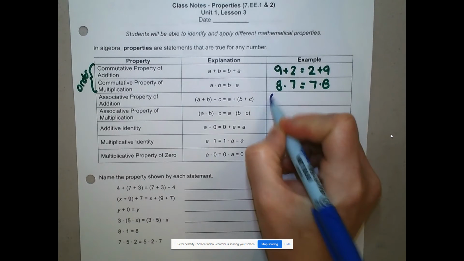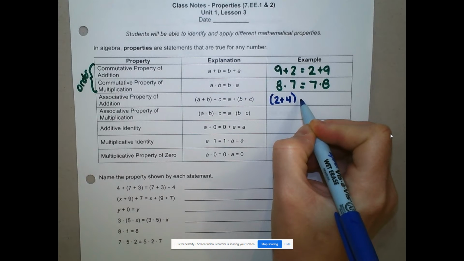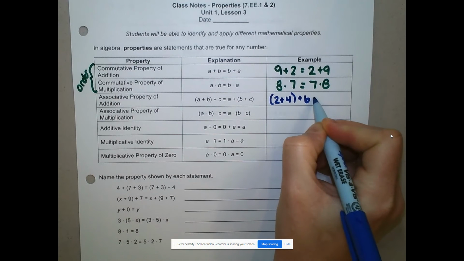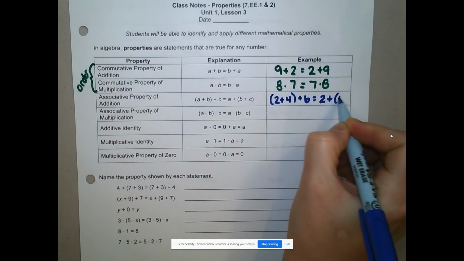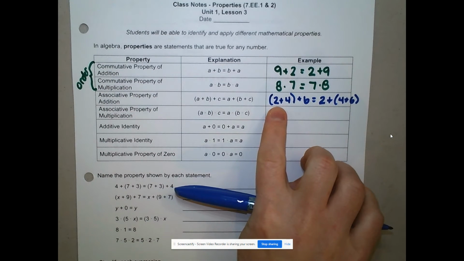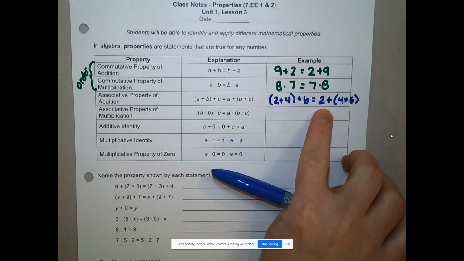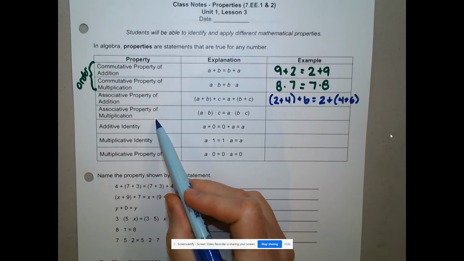For example, I could do 2 plus 4 and then add 6. It would be equal to doing 2 plus, but adding the 4 plus 6 first. This one I'm going to get 6 plus 6 is 12. This one I'm going to get 2 plus 10, also 12. Associative property of multiplication works the same way.